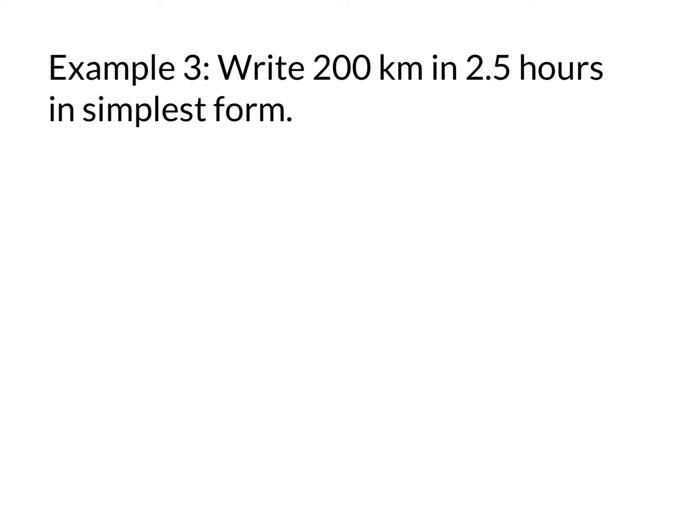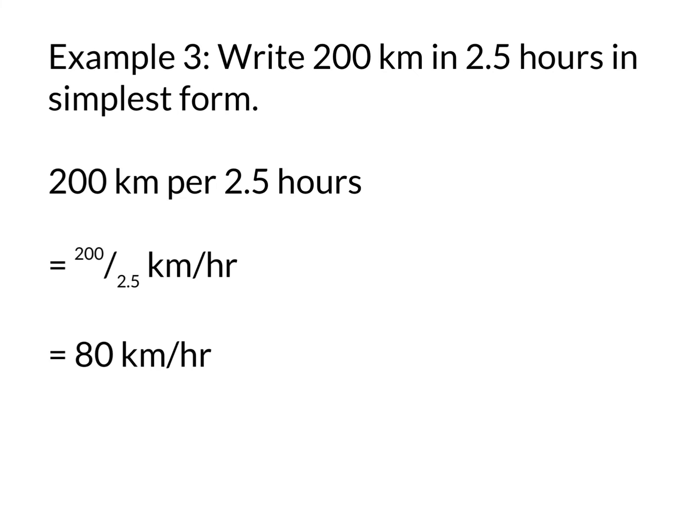Let's look at a rate. Write 200 kilometres in 2.5 hours in its simplest form. So that's 200 kilometres per 2.5 hours. And if I do it as a fraction, 200 over 2.5, that gets me 80 kilometres per hour. And that's what we mean by simplest form. We normally have the second unit, the per, as a unit of 1.